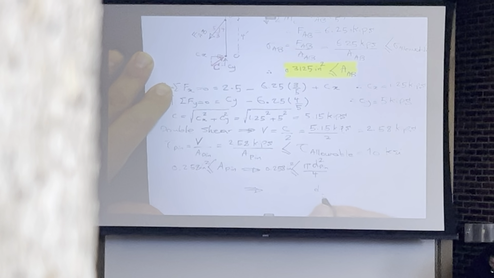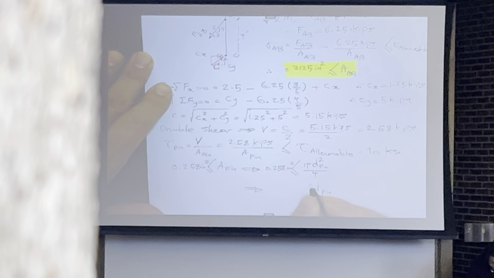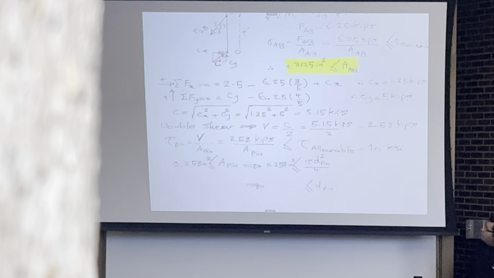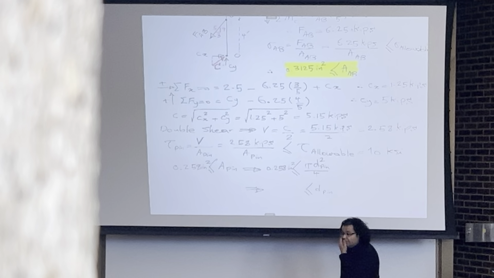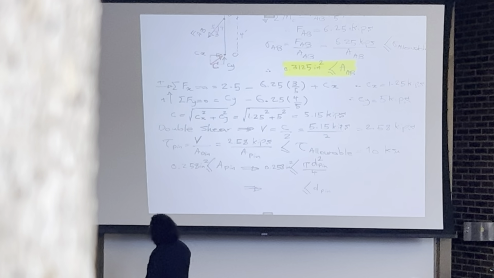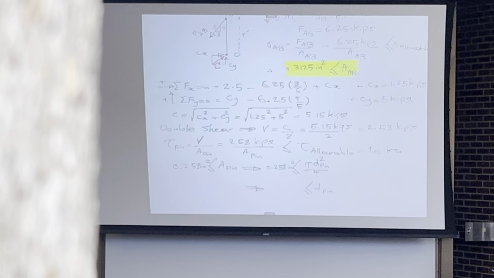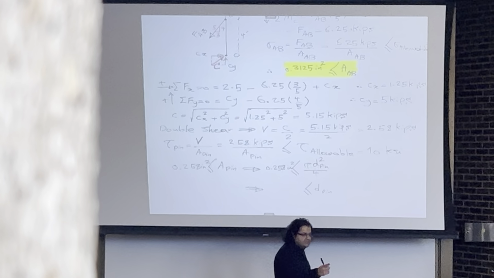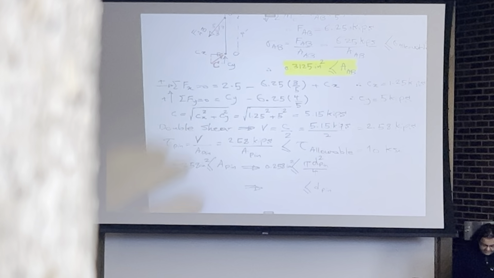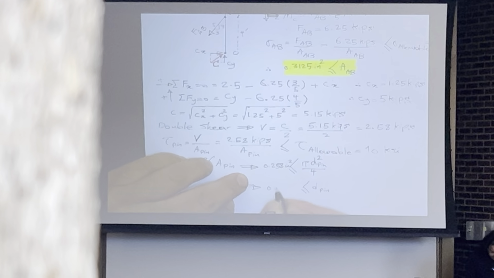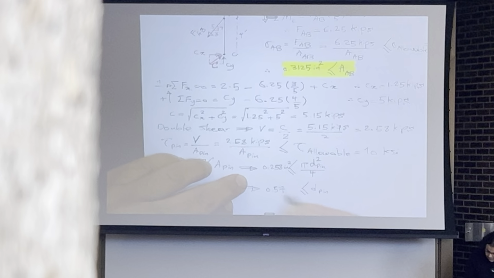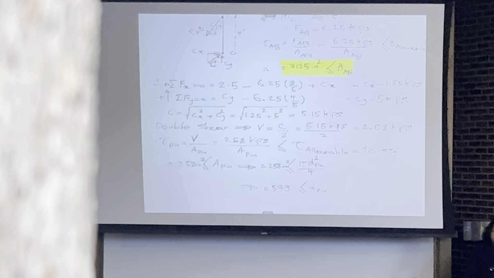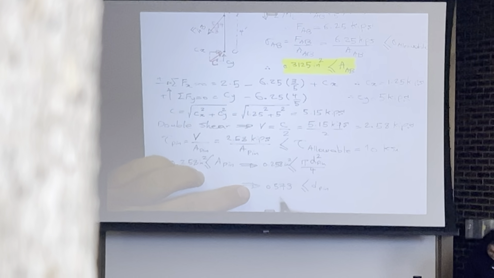And from here, the diameter of the pin should be larger than or equal to how much? 4 times 0.258 divided by pi, taken to the power of 0.5. How much will that be? Yes, 0.5759. Thank you so much. So it's going to be 0.57. I've got 0.573, but that's okay. So this is going to be our design.